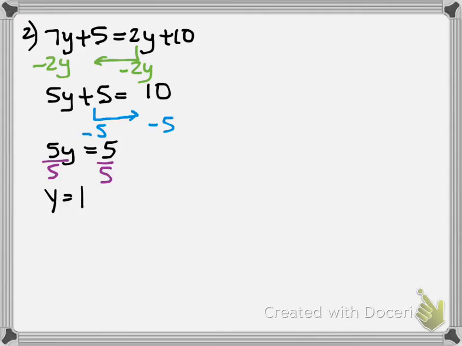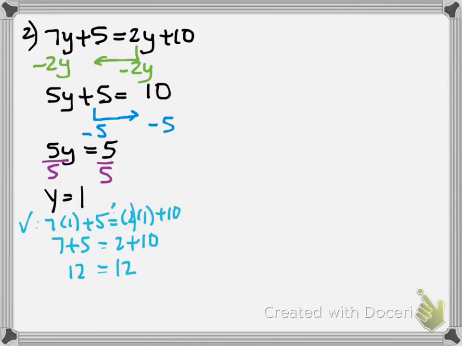So again, you can do the check. It's real easy. I'll do it underneath here. So the check, we have 7 times 1 plus 5. Question is, does that equal 2 times 1 plus 10? So I get 7 plus 5 equals 2 plus 10. And I get 12 equals 12. Is 12 equal to 12? Yep. So that just verifies that y has to equal 1.